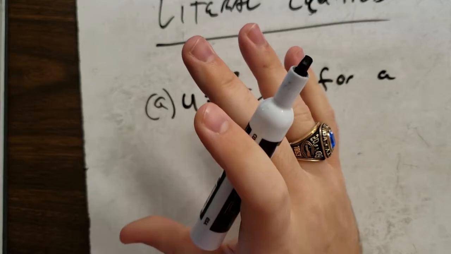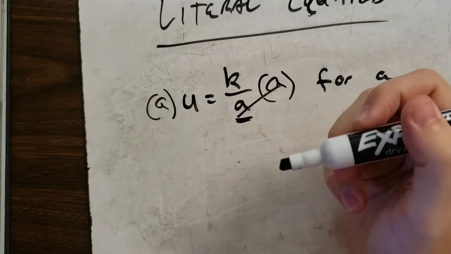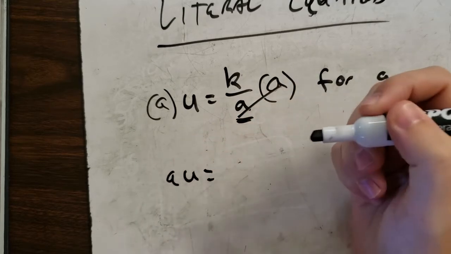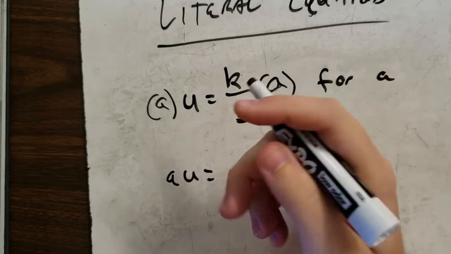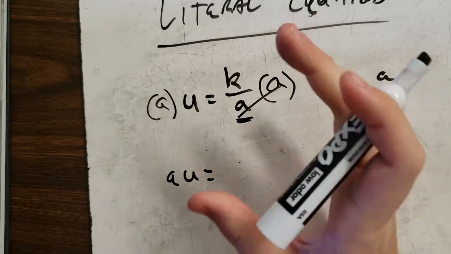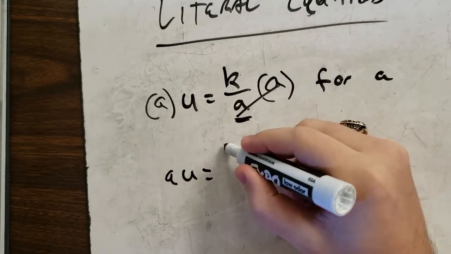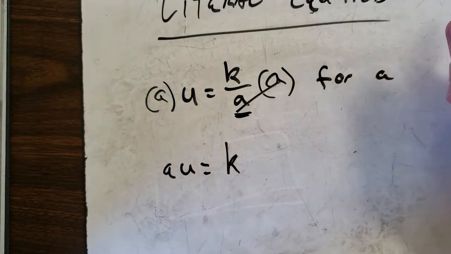Now, when we do this, we have a times u. Now remember, we can't do a times u, so we just leave it as au. That means the same thing. A is next to the u. They're next to each other, which means you want them to multiply. So a times u. What's left on this side? Our k. So we bring down our k. Now we have au equals k.